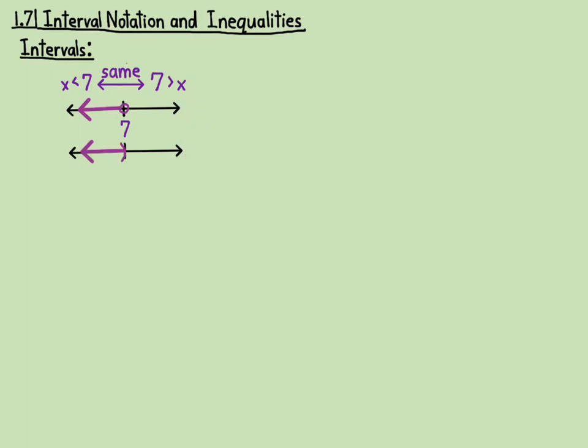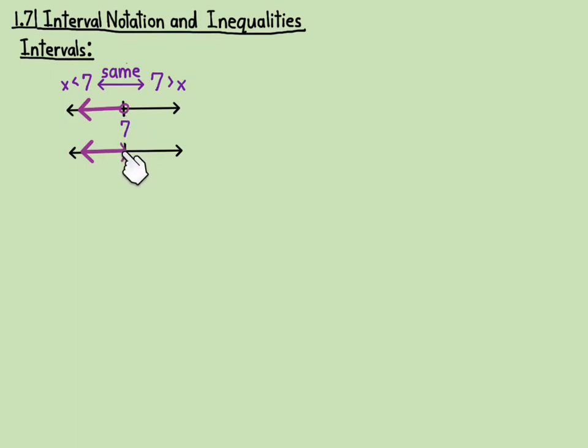This one here, I used an open dot. Open dot is because there's no equals there. It's not less than or equal to. So 7 is not less than 7. So this point 7 is not in this set, because this is only the x's that are less than 7, not the ones that are equal to 7. So there's an open dot there.